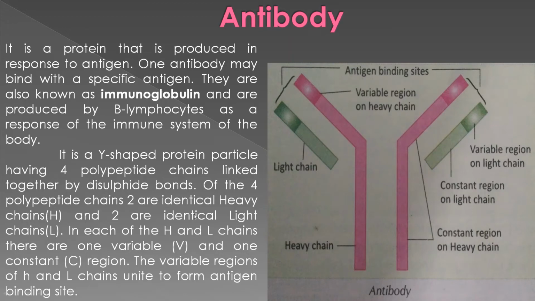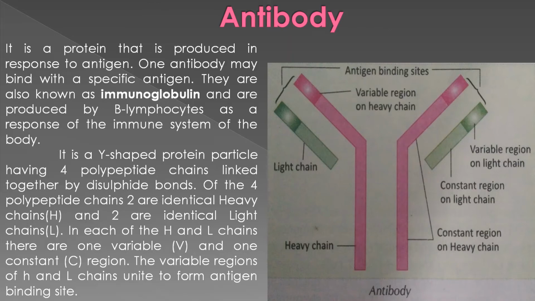Clear? The variable regions of heavy and light chains unite to form the antigen binding site. See, they are showing the antigen binding site. So the variable regions of both heavy and light chains combine together to form antigen binding sites. So it is very clear to remember the structure of the antibody. Okay. Now we will see the mechanism of how antigen and antibodies bind together, but we will see it later.